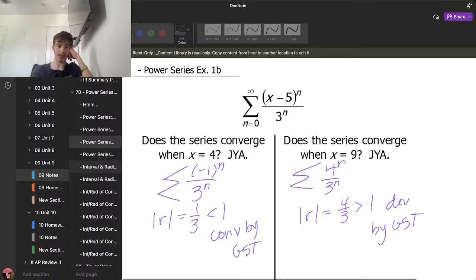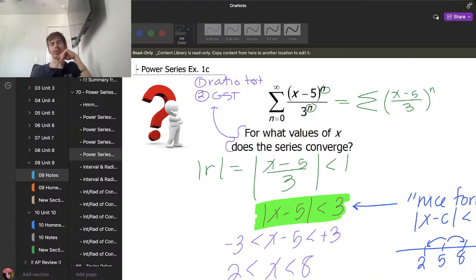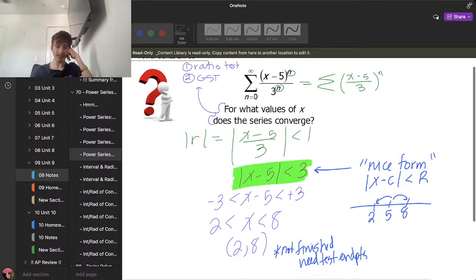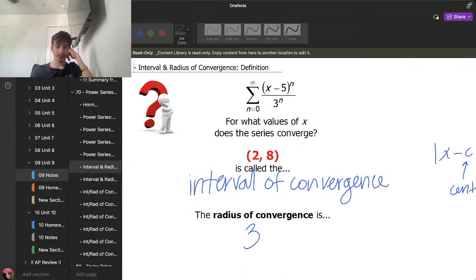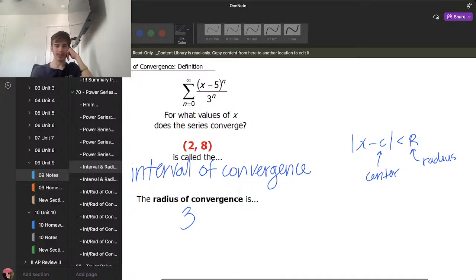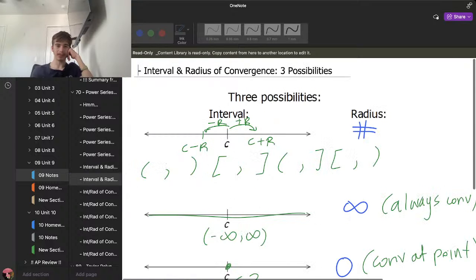Plug in your x to see if it converges. You could use the ratio test or geometric series test to determine the radius of convergence. This is the nice form, absolute value of x minus c less than r. Got the interval of convergence. Interval is 3, right? Starts at 5, 3 this way, 3 that way.